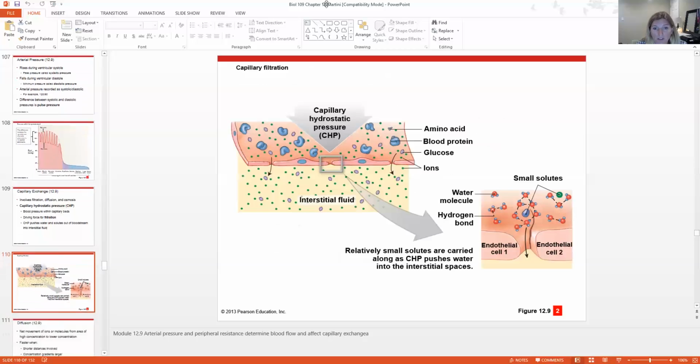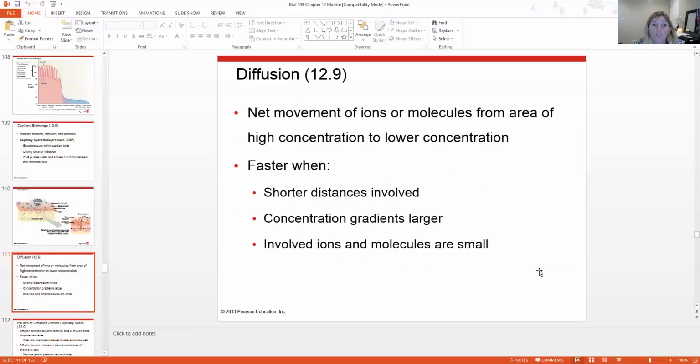So, capillary hydrostatic pressure, pushing out of the blood. Pushing stuff out of the blood. That's what it does. Diffusion is the net movement of ions or molecules from an area of high concentration to an area of low concentration. This is typically faster when there's shorter distances involved, when there's greater concentration gradients, and when the ions and molecules that have to be moved are very, very small.